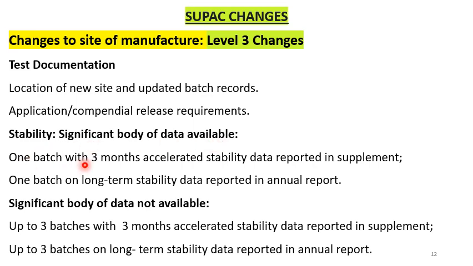Then one batch with 3 months accelerated stability is required, and it is reported into the supplement, that is CBE. One batch on long-term stability data is reported in the annual report. Then if the significant body of data is not available, then 3 batches with 3-month accelerated stability data are to be reported into the supplement. Up to 3 batches on long-term stability data are required to be reported into the annual report. So based on the availability of the significant data, the requirement can be increased or decreased.